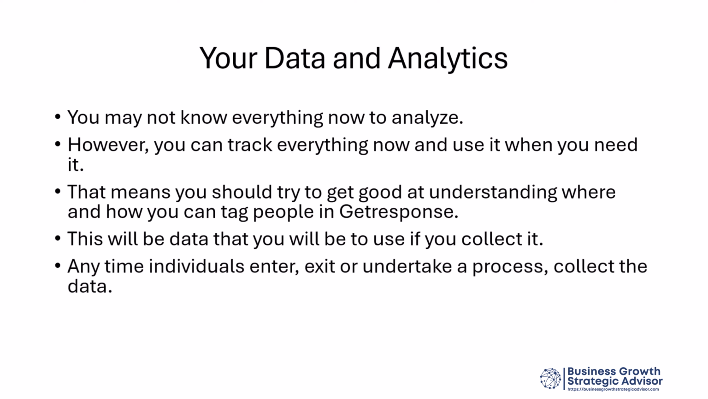Anytime people enter, exit, or take a process, you collect the data, right? So whatever's happening in GetResponse, they decide to click an email, decide not to click an email, they decide to open the email, decide not to open an email, track it, tag it. Tag everything, and make sure that you can then go to that autoresponder and say, hey, Mr. Autoresponder, Miss Autoresponder, who didn't open the email that I sent on April 16th? Oh, is that everybody? Oh, good. Let me follow up and send them an email based on the fact they didn't open that email on the 16th.